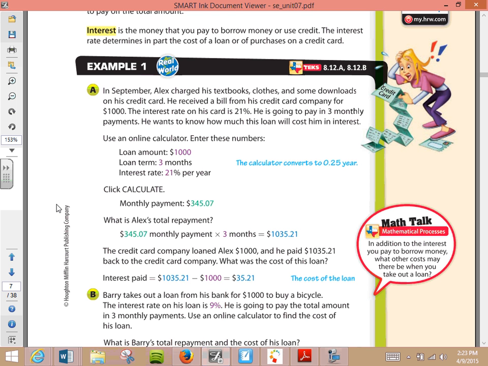In September, Alex charges textbooks, clothes and some downloads to his credit card. He received a bill from his credit card company for $1,000. The interest rate on the card was 21%. He's going to pay in 3 monthly payments. He wants to know how much this loan will cost him in interest. So, I don't know why they use a loan calculator. I mean, an online calculator.